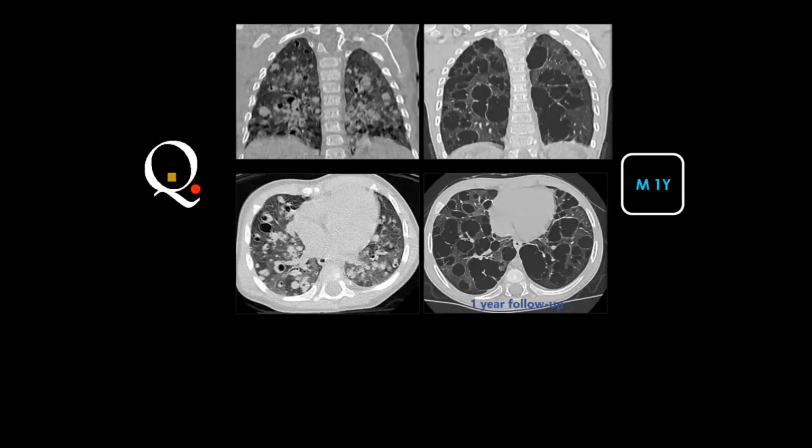Next case is a male child, 1 year old, and this is the initial scan, and this is the follow-up after 1 year.